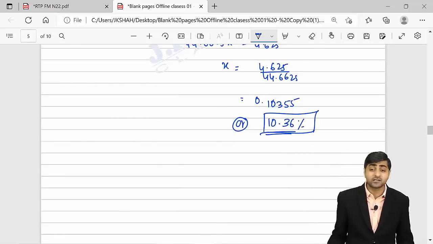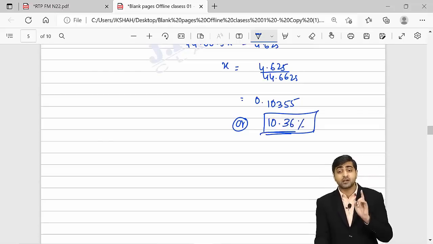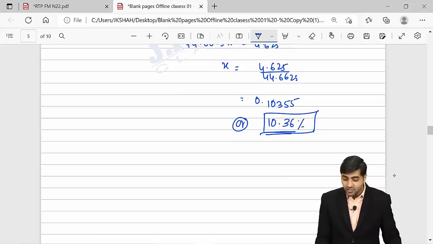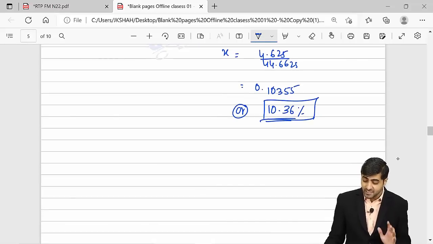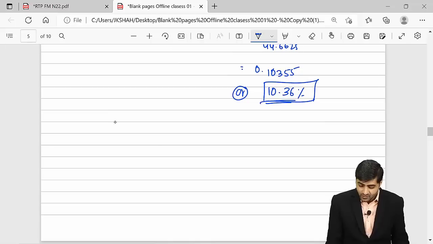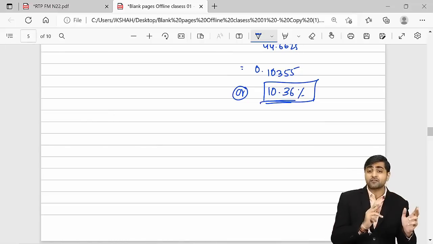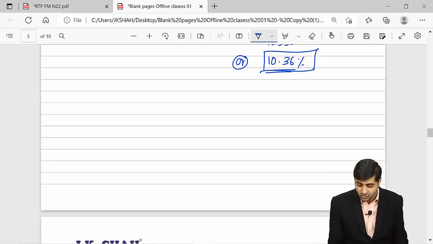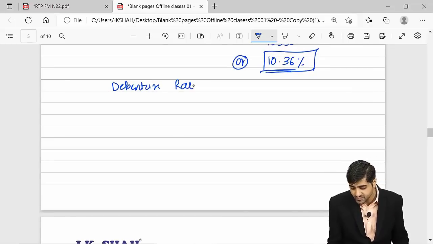So your 10.36% will be nothing but your value of x. That's nothing but your debenture rate of interest. So guys, your debenture rate of interest is 10.36%, because we have assumed that the rate of interest on debenture be x. So your debenture rate of interest is your 10.36%.